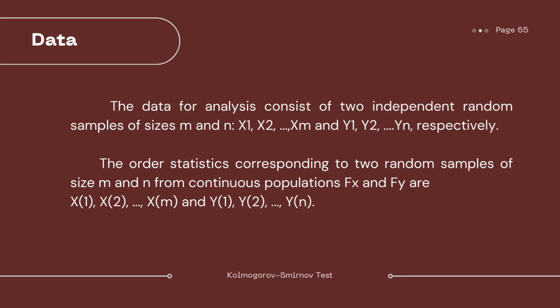In this test, we have two independent random samples of sizes m and n, that is from X1 to Xm and Y1 to Yn, while their corresponding order statistics from continuous populations Fx and Fy are X(1) to X(m) and Y(1) to Y(n). Note that these are sorted in ascending order.